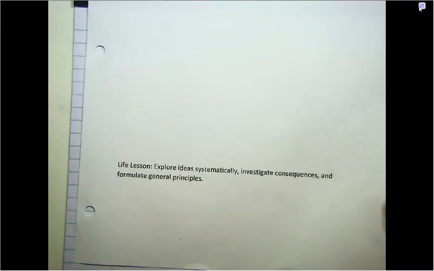So in this section, we're going to explore ideas systematically and investigate consequences and formulate general principles. Well, let's start. Let's take a look at clocks.